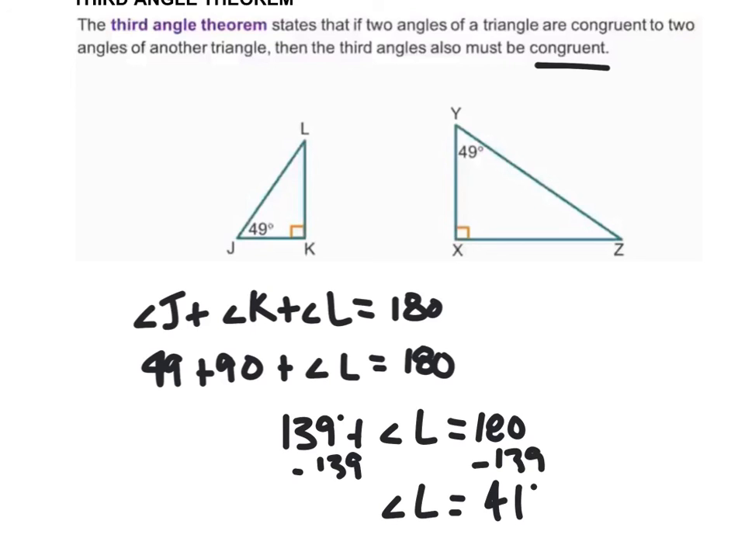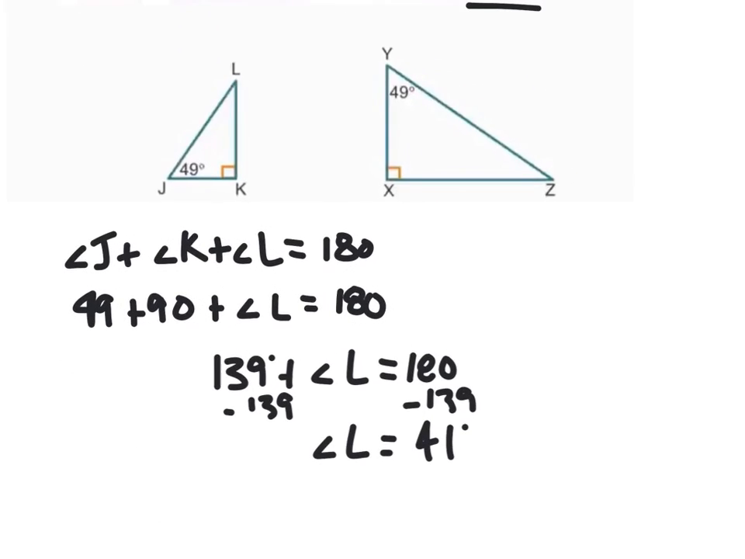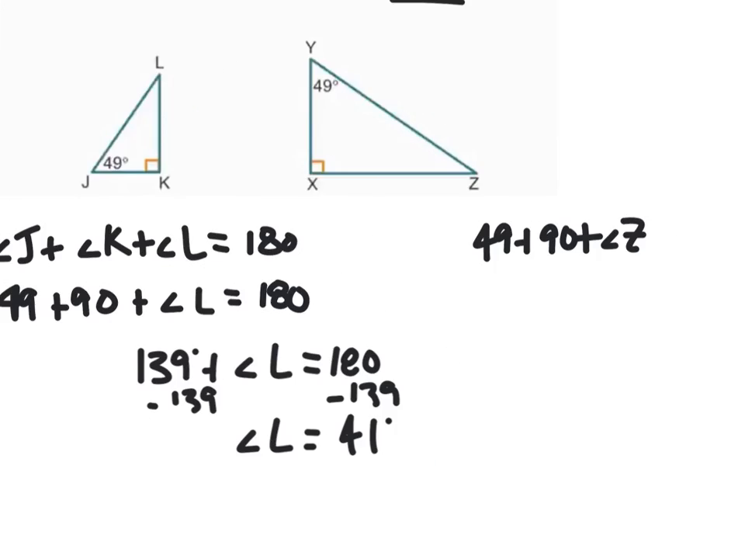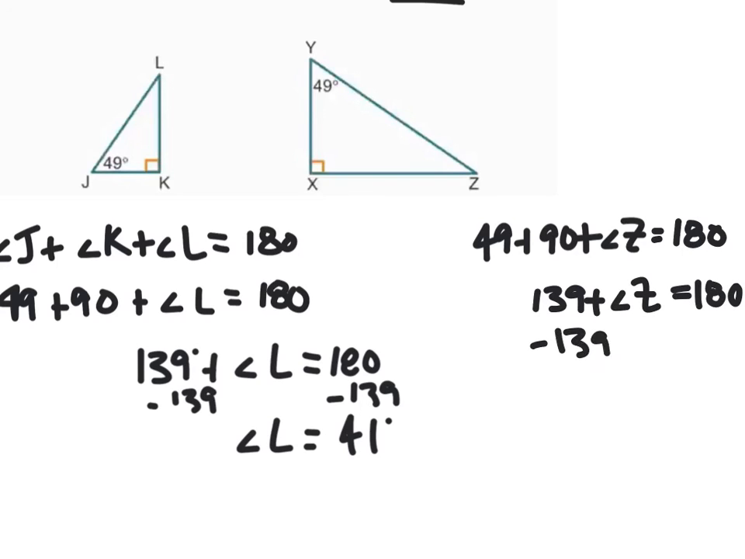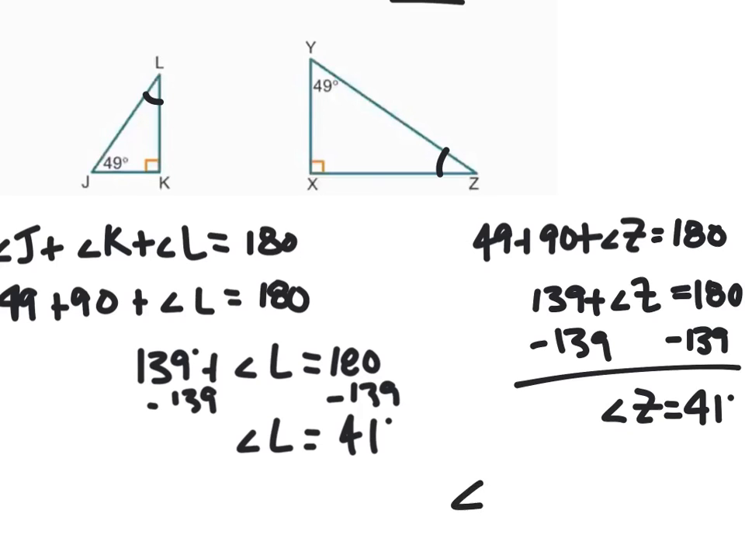All right, that same thing is going to happen over here, because you have 49 plus 90 plus angle Z is going to equal 180 degrees. This is 139 plus angle Z. You have the same equation. If I subtract 139 from both sides, then I get that angle Z is also equal to 41. All right, so these angles are congruent. Angle L is congruent to angle Z.